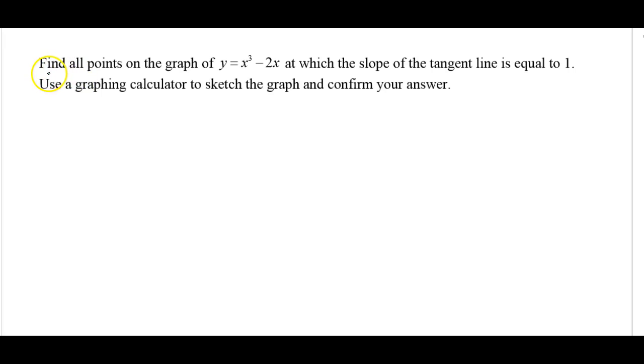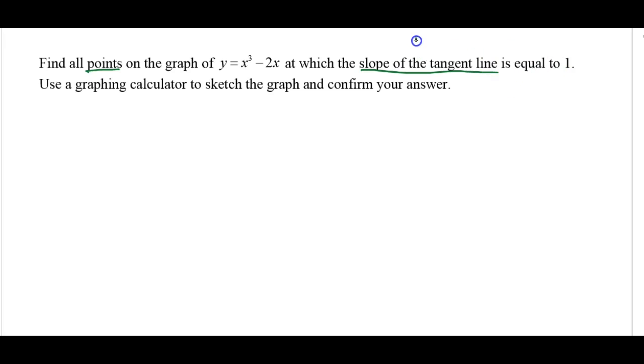In this next example, we're asked to find all points on the graph of y equals x cubed minus 2x at which the slope of the tangent line is equal to 1. So now I want to know when the slope of the tangent line, and by this point, the immediate thing that needs to pop into your head is derivative. So I'm being asked to find when does the derivative equal 1.